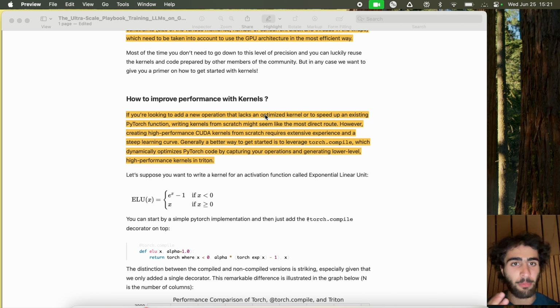But if there's a new type of operation that you want that doesn't have an optimized kernel, or to speed up an existing PyTorch function, so that there could be PyTorch functions which are not as optimized as they could be, writing kernels from scratch might seem like the most direct route. However, creating high-performance CUDA kernels from scratch requires extensive domain experience, tacit knowledge, and a steep learning curve. So the better way to get started is to leverage torch.compile, which dynamically optimizes PyTorch code by capturing your operations and generating lower-level, high-performance kernels in Triton.